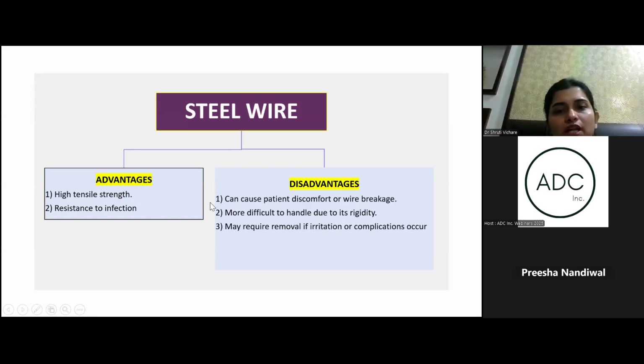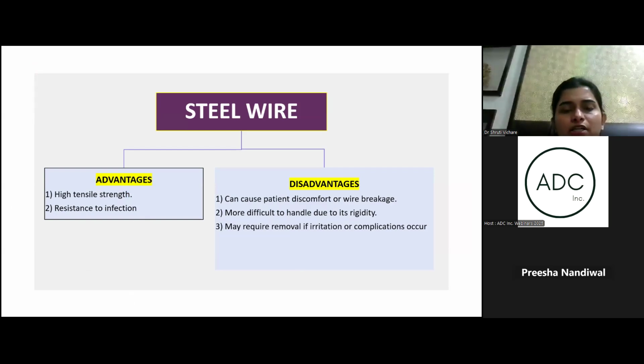So coming to advantages: high tensile strength, resistance to infection. It can cause patient discomfort. If it is used anywhere in the oral cavity, it will cause a lot of discomfort. It is more difficult to handle because of its rigidity, right? And requires removal. Even for arch bar stabilization cases, when we make use of wires, it becomes difficult to manipulate those wires. You require a lot of strength and a lot of expertise to deal with them.